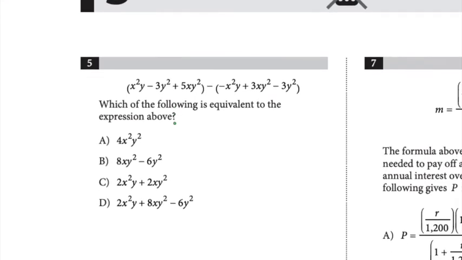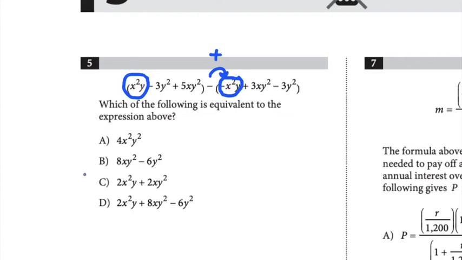Okay, so this is just kind of simple algebra. It looks confusing, but it's really not. We want the equation that is equivalent to the expression above. Basically I like to find the like terms here. So we have this x squared y, right? And then we have this negative x squared y. Since there's a negative here, when I multiply it through it'll become a plus. So you're adding x squared y. Essentially that is option C to me.